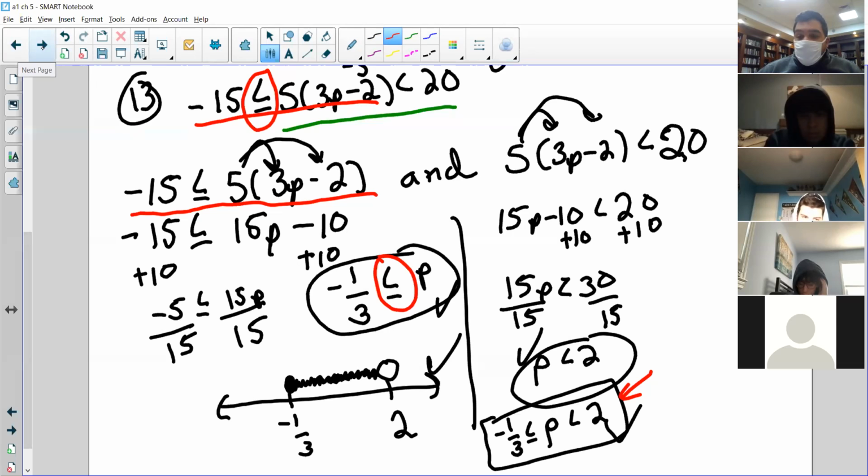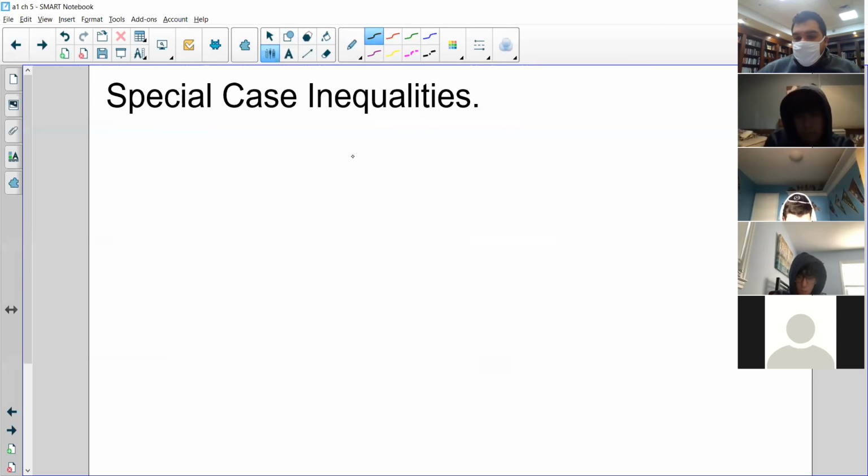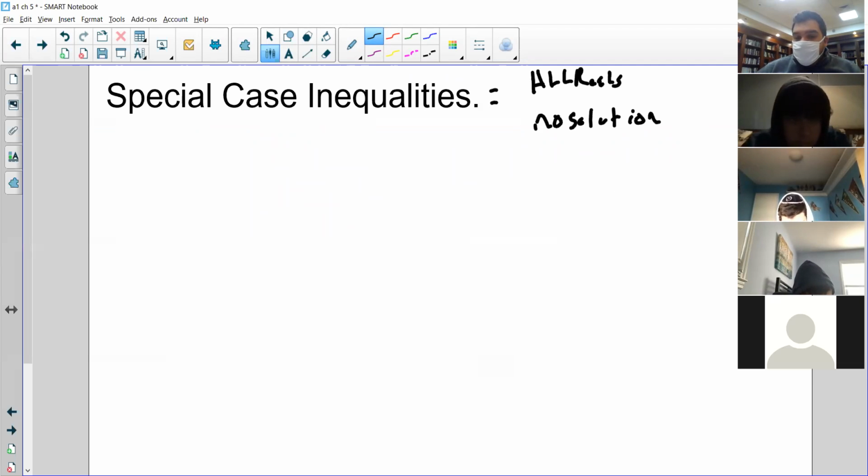Let's go to the last part of this section, and then we'll probably start the next section. Special case inequalities. Now, I call these special cases. If you remember special cases from before, there were 2 options: all reals and no solution. So that's what I mean by special cases. You don't usually get a nice number line nor a good value. So the first one, we're going to do all reals, okay?